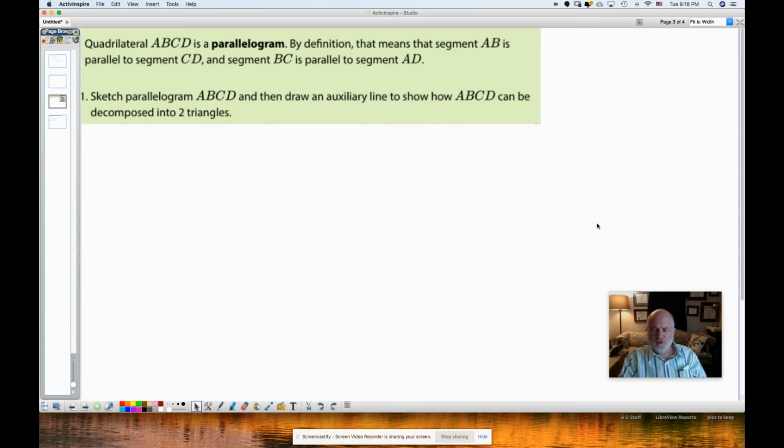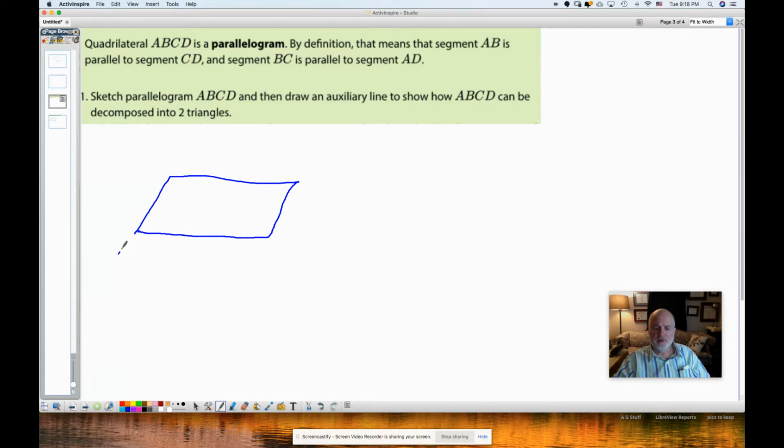Hi, so I'm going to show you how we can go about doing this part of the assignment. It says here quadrilateral ABCD is a parallelogram. And it says here to sketch this parallelogram, and I'll draw it. Both pairs of opposite sides are parallel.